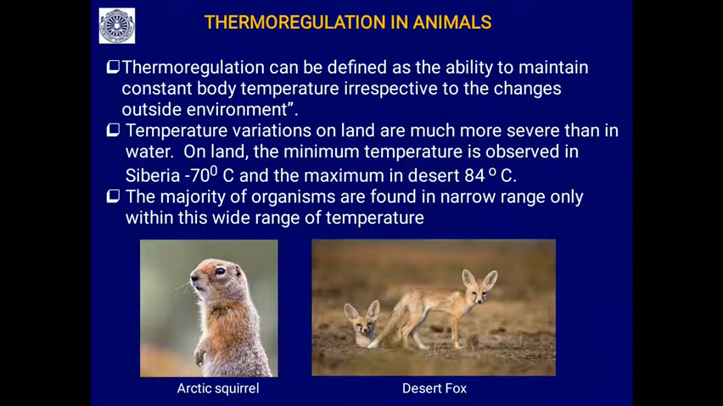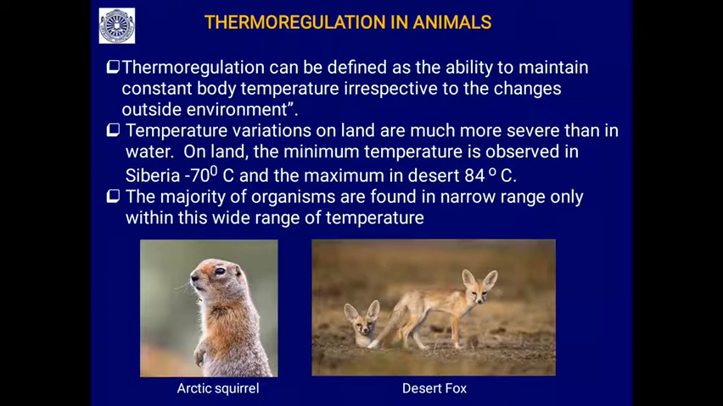Temperature variations on land are much more severe than in the water. So, the temperature changes affect terrestrial animals more than aquatic animals. The minimum temperature on this earth is observed in Siberia, in the Arctic region. It is minus 70 degrees centigrade.